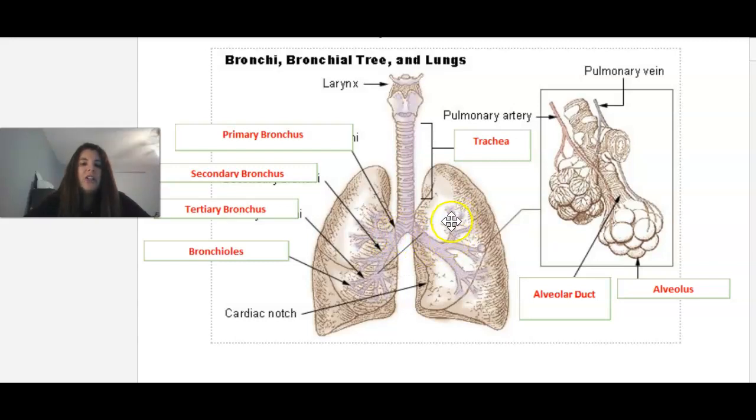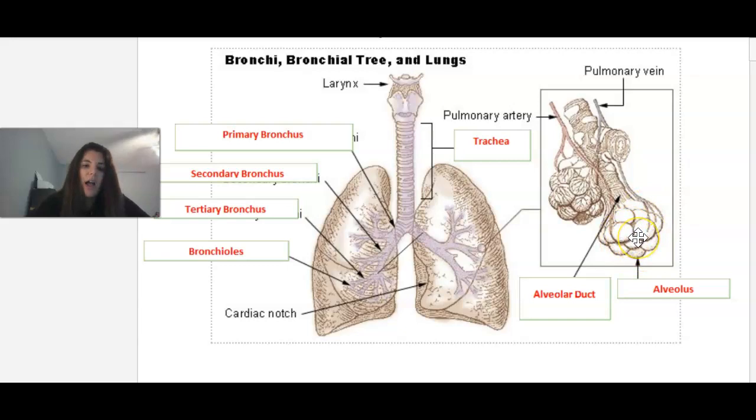It will further branch into smaller tubes called the secondary bronchus, which are going to feed each of the lobes of the lung. And then each of those will branch into smaller ones called tertiary bronchus, which will feed each of the bronchopulmonary segments. And at the very end of those are the smallest of the airways, which are the bronchioles. Here's the bronchiole right here, it will eventually lead to a small duct called the alveolar duct, which will bring the air into these grape-like structures, which are called the alveolus.